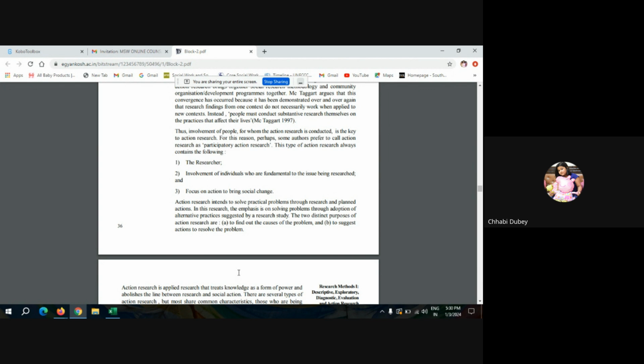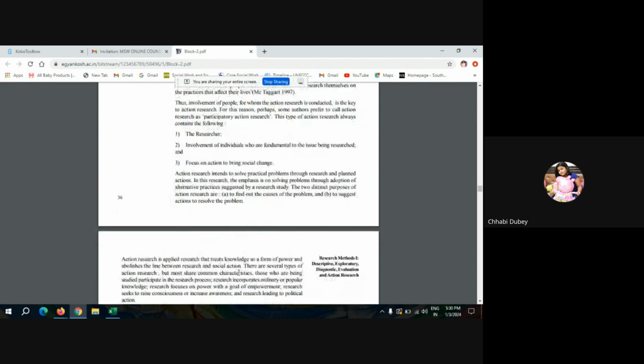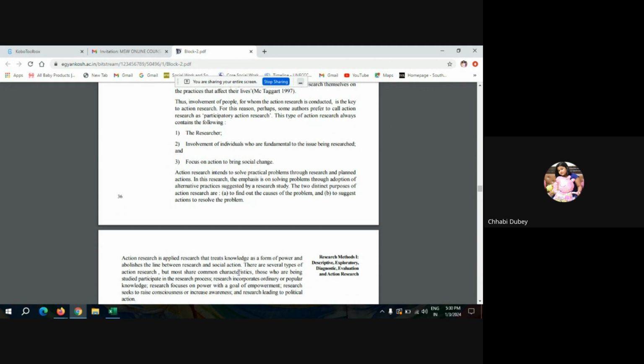And in this research, the emphasis is on solving problems through adoption of alternative practices which are suggested by a research study. There are two different purposes of action research. One, it tends to find out the causes of the problem, that is, what is the basic cause of the problem. And second, it suggests actions to resolve the problem. So once you understand the cause, it becomes easier to resolve the problem. Why? Because you can focus on reducing or eliminating the cause.